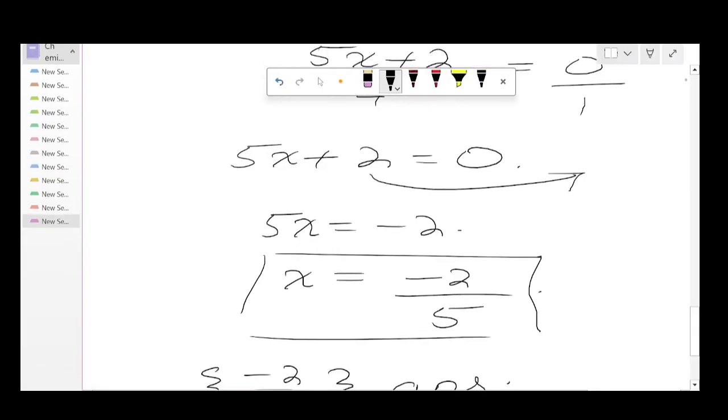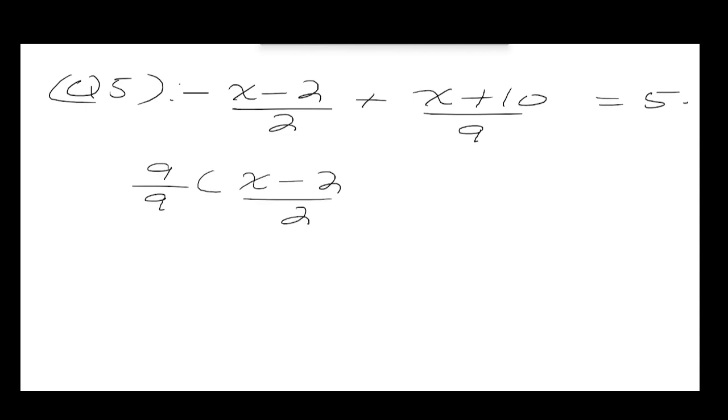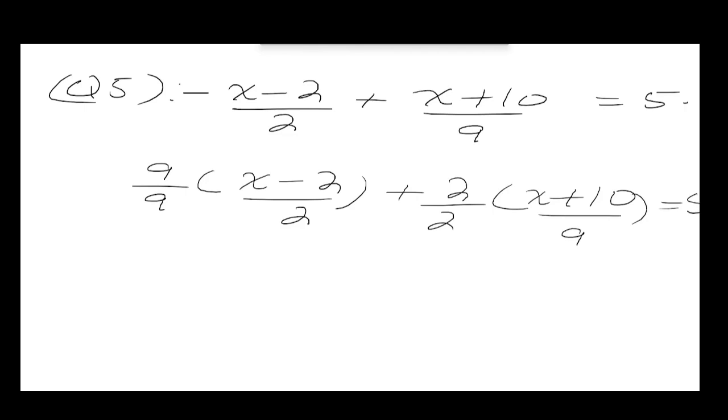So first, let me write the expression for question number 5. In question number 5, we have x minus 2 divided by 2 added with x plus 10 divided by 9, and this is equal to 5. So what will happen is that we can just write 9 over 9. It will be multiplied by x minus 2 over 2, and we do not need to specify the sign of multiplication because already we have mentioned the bracket. After that we can just write 2 by 2, and that is being multiplied with x plus 10 over 9, and this is equal to 5.